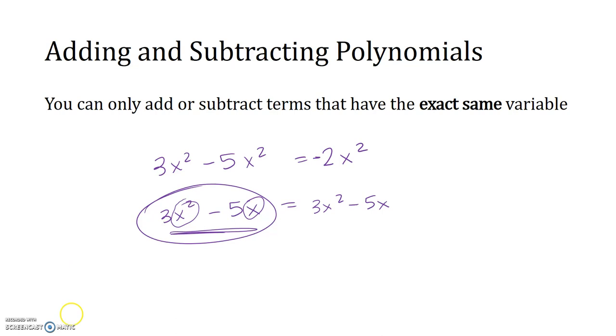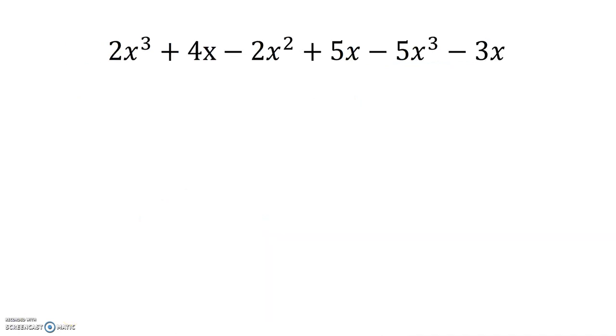So let's apply this to an example like this. A lot of times what I like to do is to try to match up my terms that are like. So I'm looking for anything that has an x to the third. So I have a 5x to the third and a 2x to the third. So I can combine those two together. Note that this negative sign is going to stay with this 5. Sometimes it helps if you write them on top of each other like this. So 2x cubed and minus 5x cubed. So those two are going to go together. Next, I'll deal with the 4x.